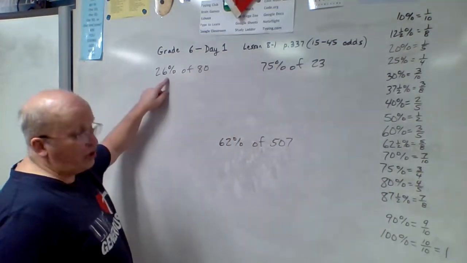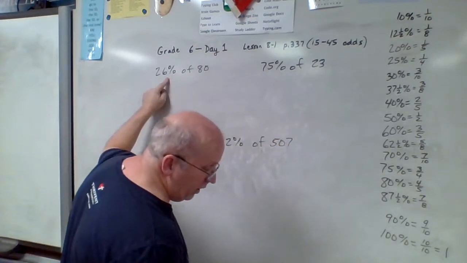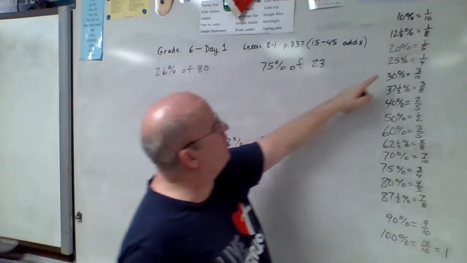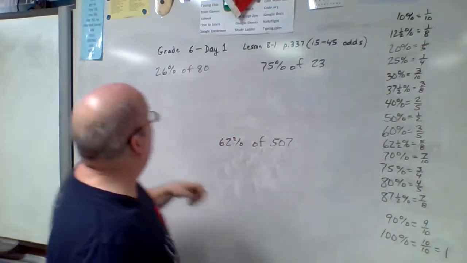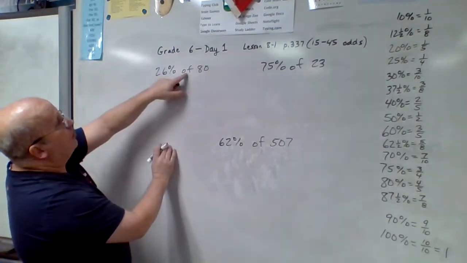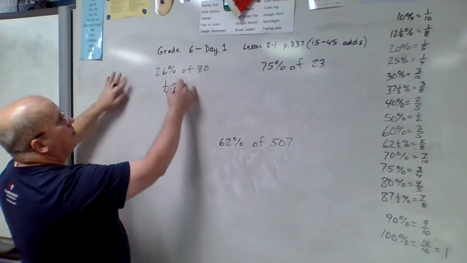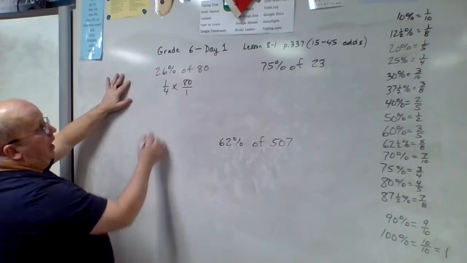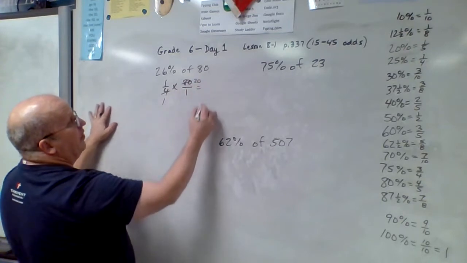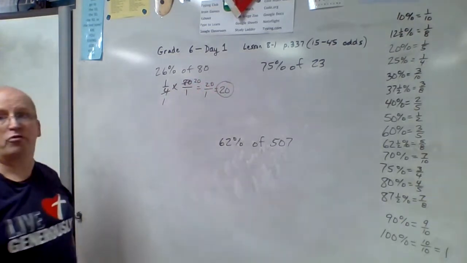The first one is the green dot problem on the bottom of 334, labeled problem A, 26% of 80. I know that 26% is very close to 25%, which is the fraction 1/4. So I'm going to take 1/4 times, the word "of" in mathematics often means multiplication, times 80 over 1. I'm going to cross simplify, divide by 4, and that gives me 20 over 1, or just plain 20 for our first problem.